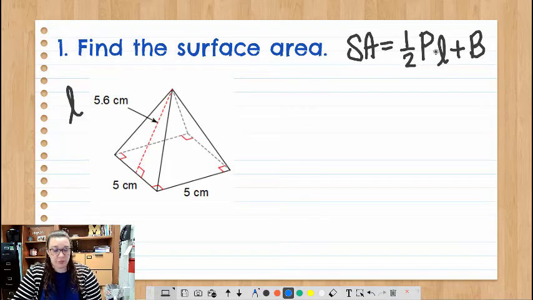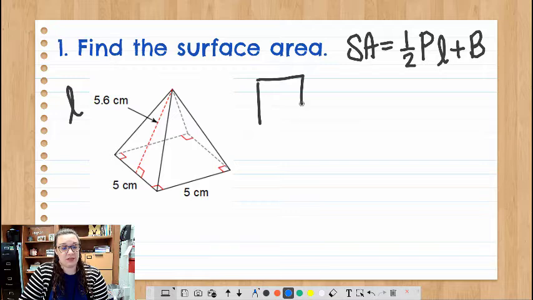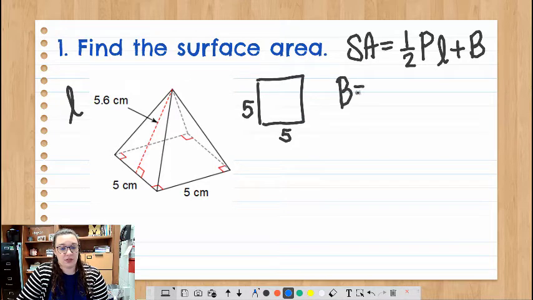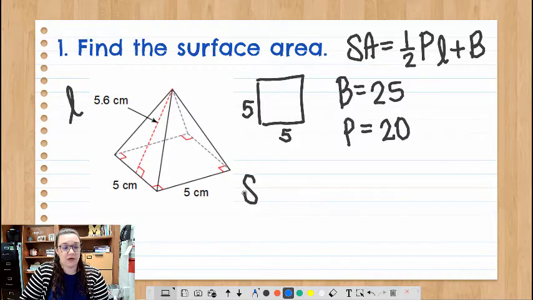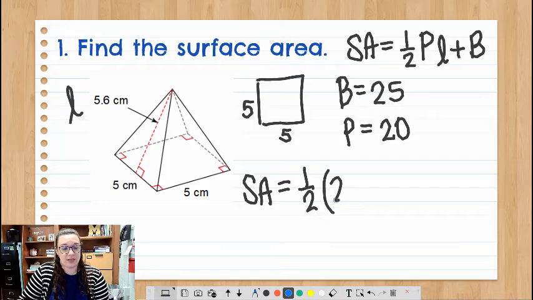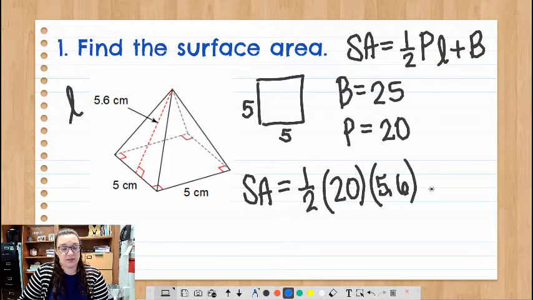We also need the perimeter and the area of the base. So let's write out our base. It is a square, 5 by 5. And its area is 25, and its perimeter is 5 plus 5 plus 5 plus 5, or 20. Plug it all in our formula. We've got it all to go. So surface area equals 1/2 times the perimeter, which we said is 20, times the slant height, 5.6 given to us, plus the area of the base, 25.